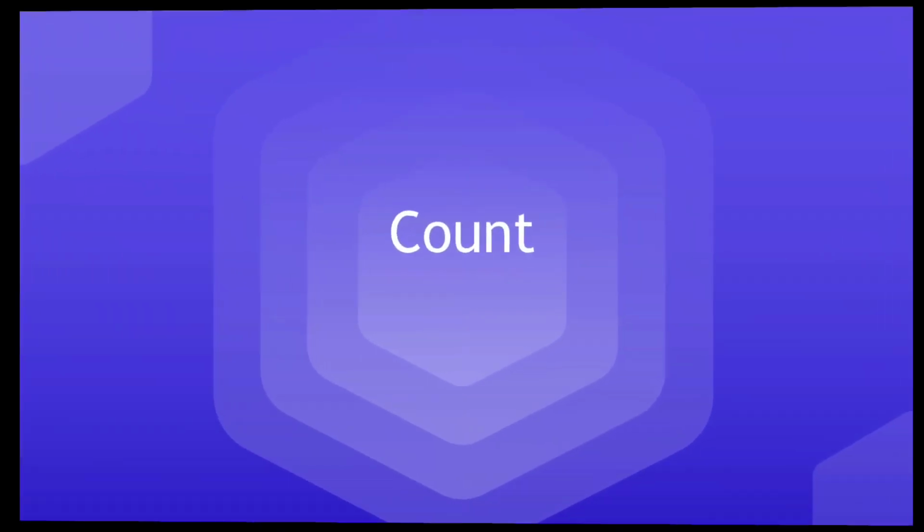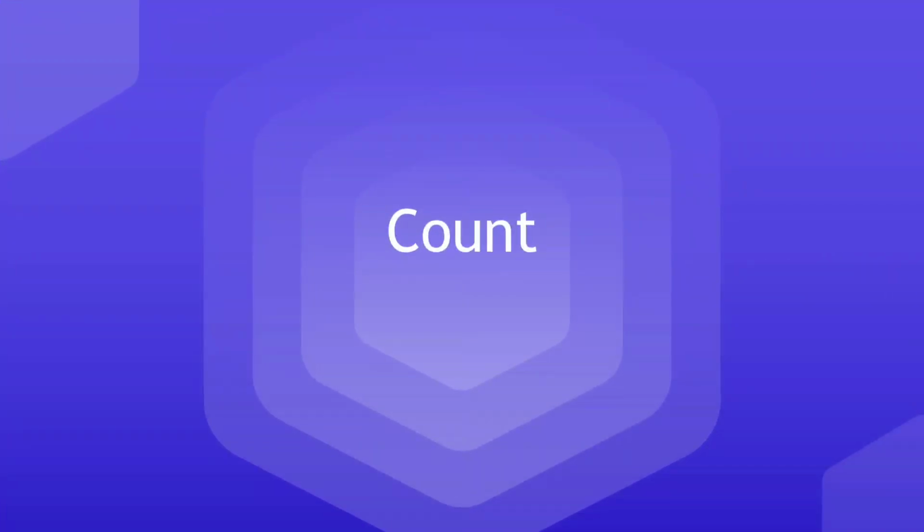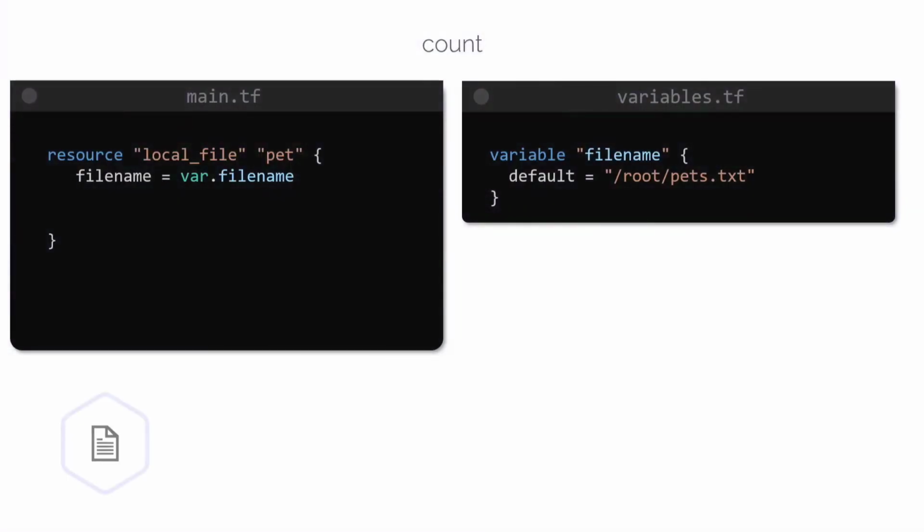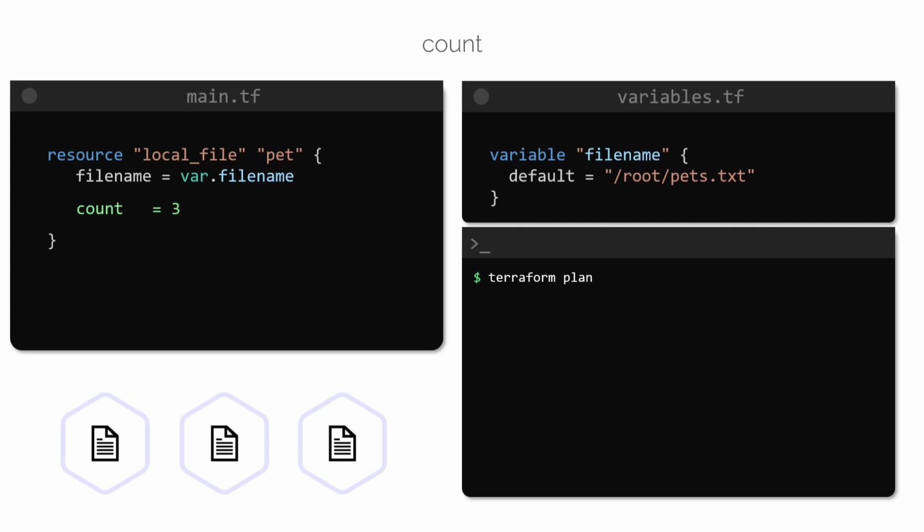In this lecture, we will take a look at the count meta argument and its uses in Terraform. One of the easiest ways to create multiple instances of the local file is to make use of the count meta argument. To do this, simply add an argument called count with a value greater than 1. Here, we have used count is equal to 3. When we try to run Terraform plan now, we can see that Terraform tries to create 3 resources instead of 1.